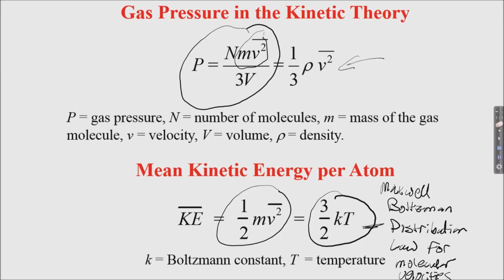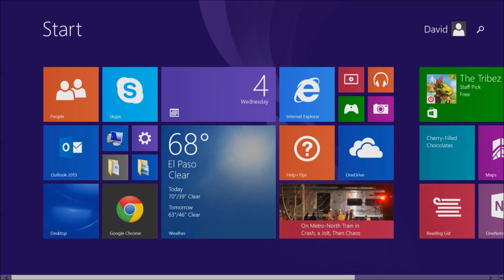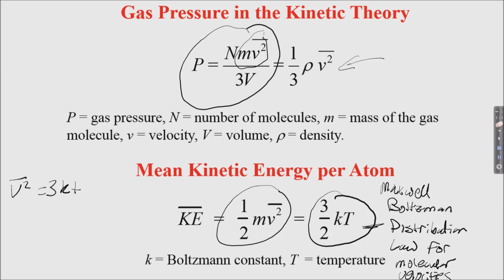So this law is actually mostly seen in this form, v squared equals 3 kT over m. Okay, so this is the Maxwell-Boltzmann distribution law for molecular velocities.